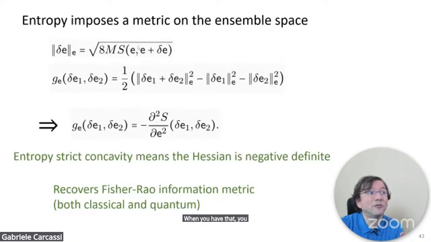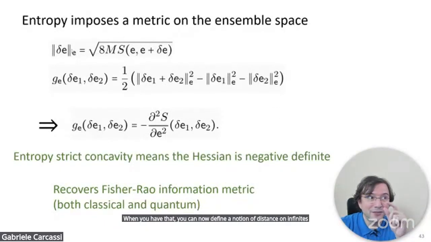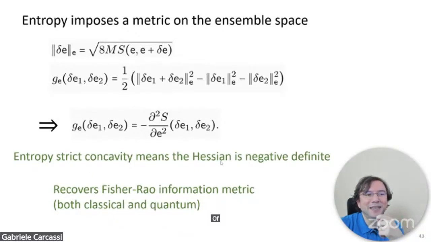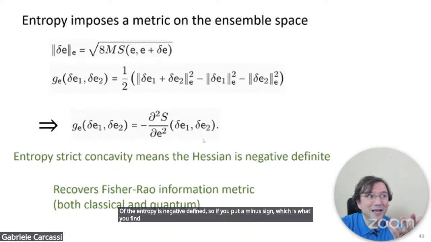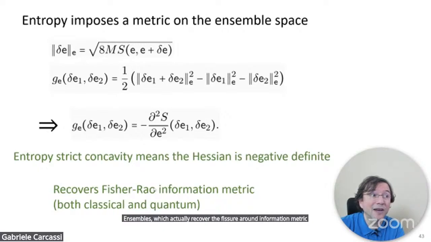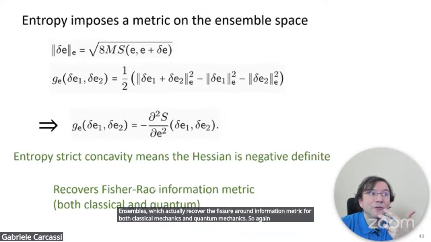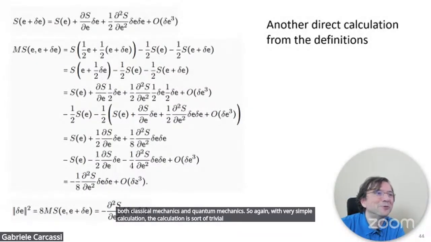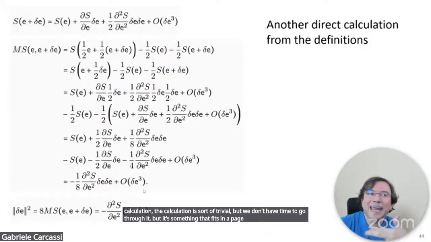When you have that, you can now define a notion of distance on infinitesimal change, on variation. And then what you find is that the strict concavity means that the Hessian of the entropy is negative definite. So if you put a minus sign, which is what you find when you make this calculation, you have a metric-tensor-like thing on the space of ensembles, which actually recovers the Fisher-Rao information metric for both classical mechanics and quantum mechanics. So again, the calculation is sort of trivial, but we don't have time to go through it. It's something that fits in a page, and again, it's completely general.